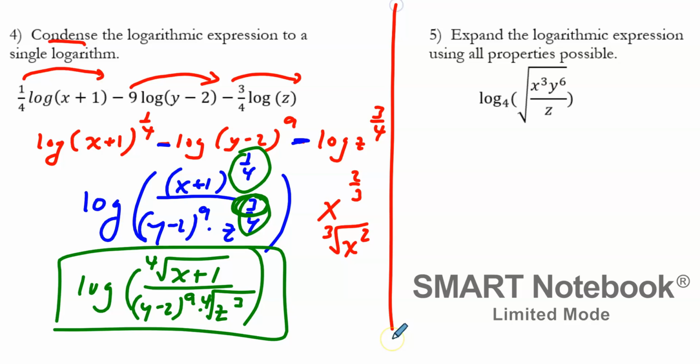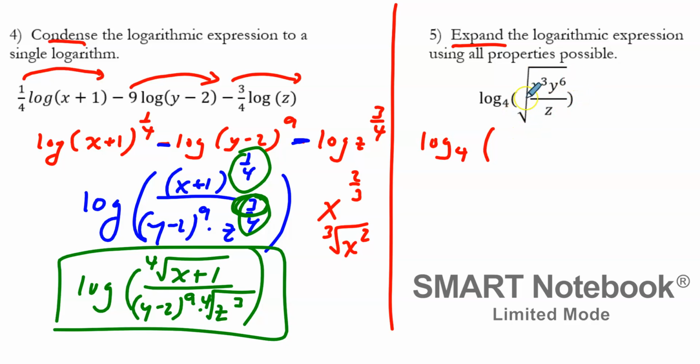Number 5 here is doing the opposite, asking you the opposite. Expand the log expression using all properties possible. So we first want to think about getting this to be all separate logs. But I notice we have log base 4.